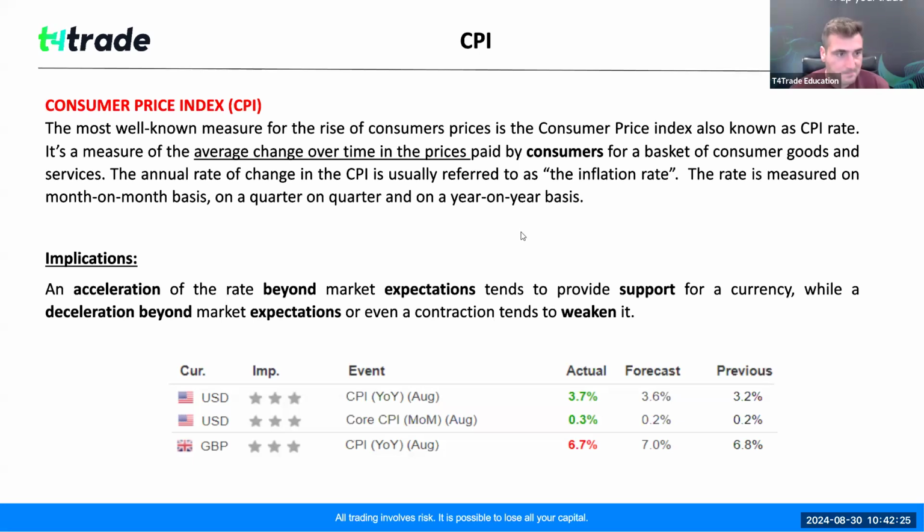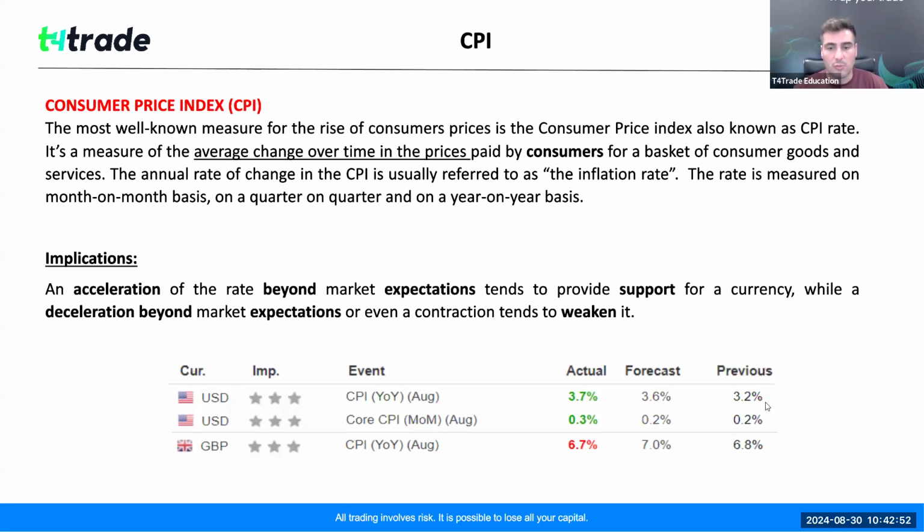Excuse me, guys. So implications, what does it mean? An acceleration of the rate beyond market expectations tends to provide support for the currency, while a deceleration below market expectations or even a contraction tends to weaken it. Okay. So we have here from the United States a CPI and a core CPI. Core CPI excludes volatile food and energy prices. And the last one is from the United Kingdom, just a plain CPI.